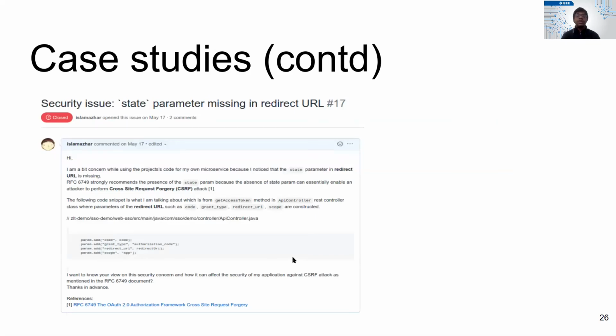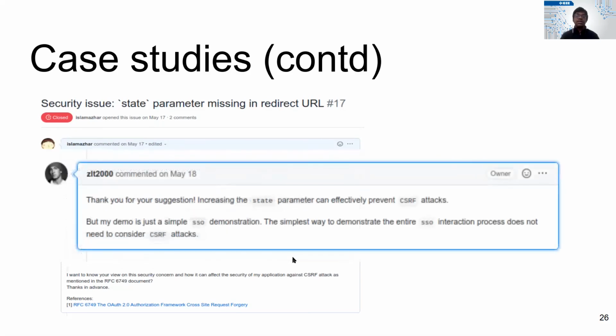We also corresponded with the developers to understand their side. In one case, a developer responded to us saying that their code is just for simple demonstration, and they are not considering complex attack scenarios such as cross-site request forgery attacks.